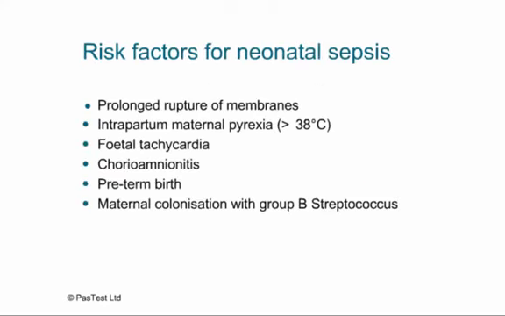So this slide lists the risk factors for neonatal sepsis. These include rupture of membranes, intrapartum maternal fever, fetal tachycardia, chorioamnionitis, preterm delivery, and maternal colonization with group B streptococcus. Each risk factor represents approximately 1 to 2% risk of infection to the baby. So if a baby is born with 2 or more of these risk factors, you should have a low threshold for screening the baby for infection and commencing antibiotics.